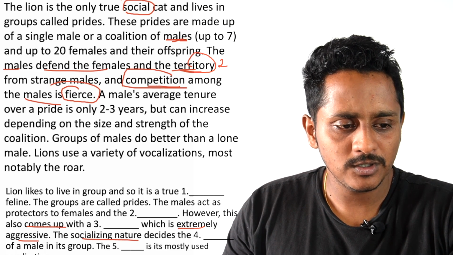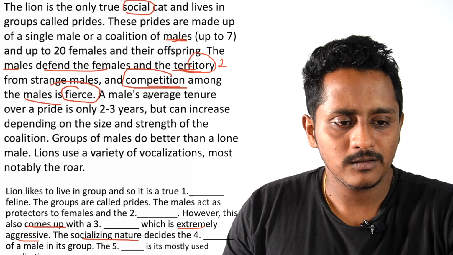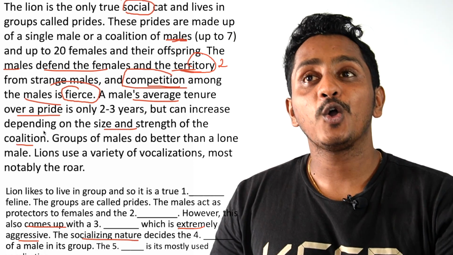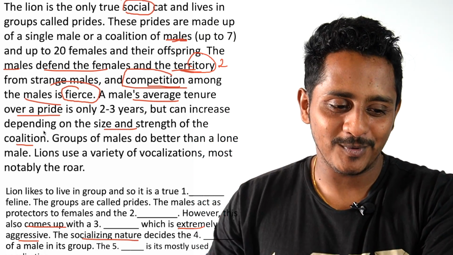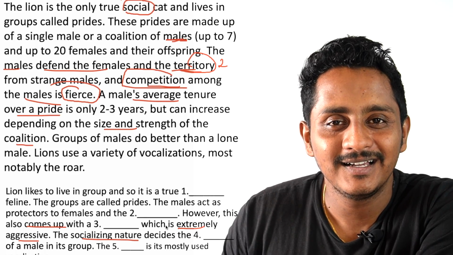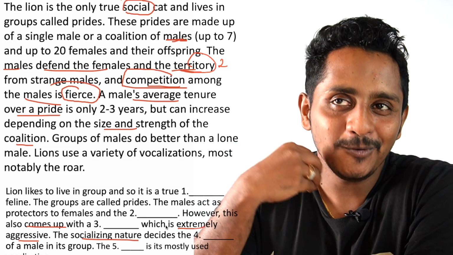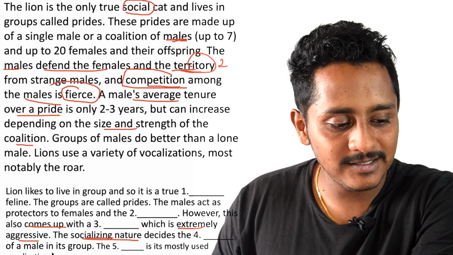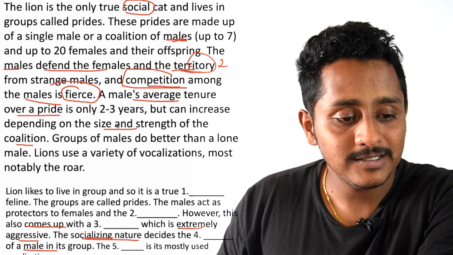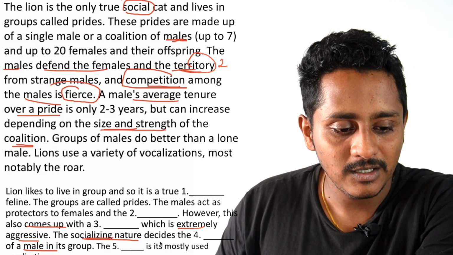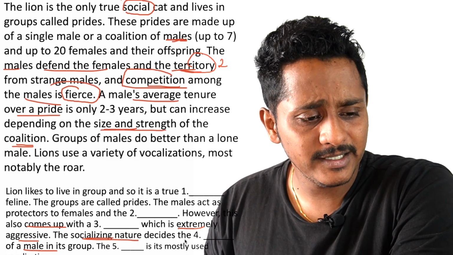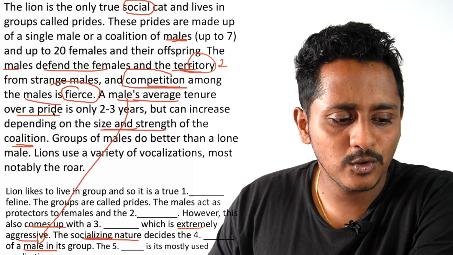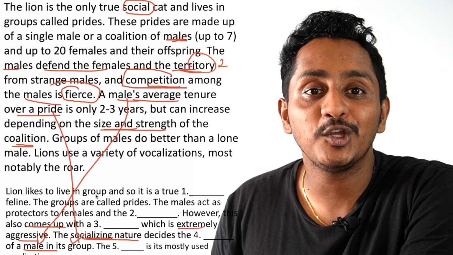The socializing nature, man's average tenure over a pride can increase depending on the size and strength of the coalition. Coalition, probably it is like a group. The socializing nature. Just getting it, that's how you predict, that's how you make out of it. Strength of the coalition, the socializing nature decides the dash of a male in its group. Socializing nature, size and strength of the coalition. The socializing nature decides the dash of a male, decides the male is there, in its group is pride. What is left? Average tenure.